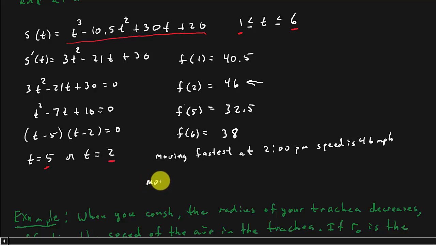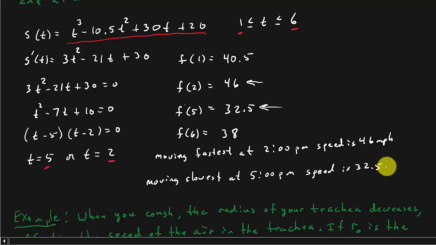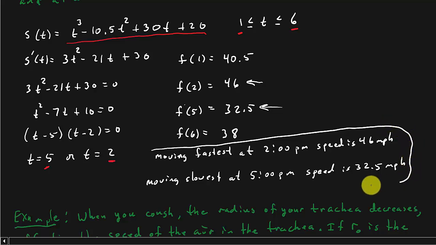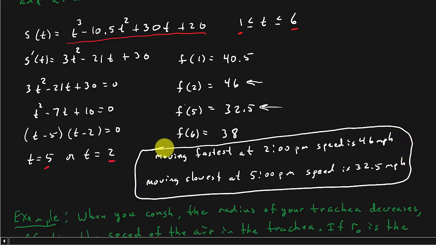And then it's moving slowest at, well, which one's the smallest? That's this one. That's the 32.5. At 5 p.m., probably because everybody's getting off work, and the speed is 32.5 miles per hour. And that's what they were asking us. All right, so that's pretty neat.